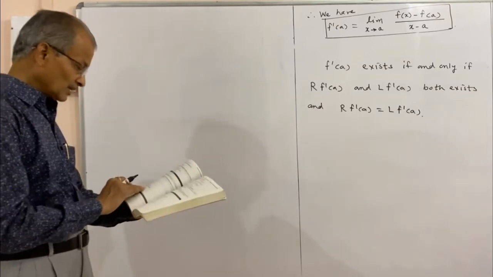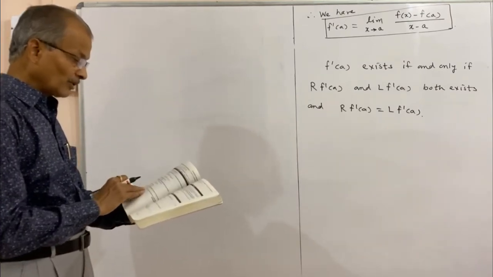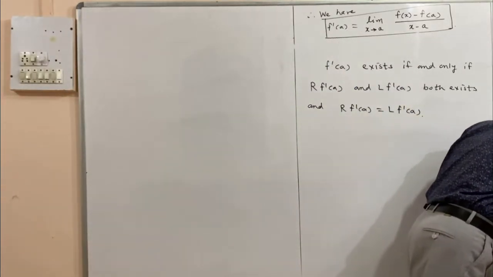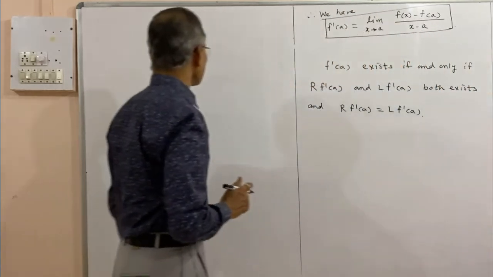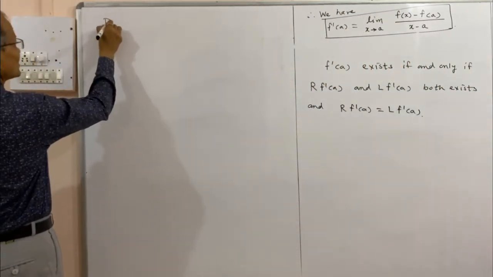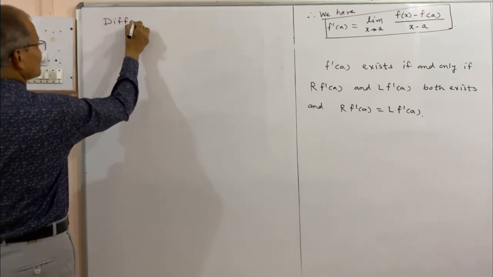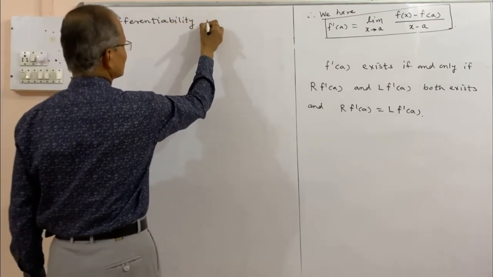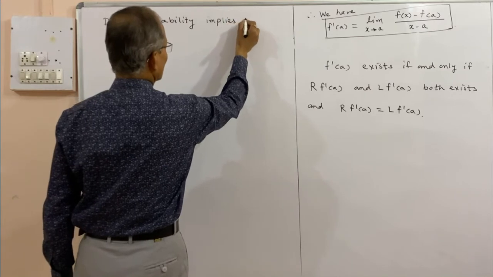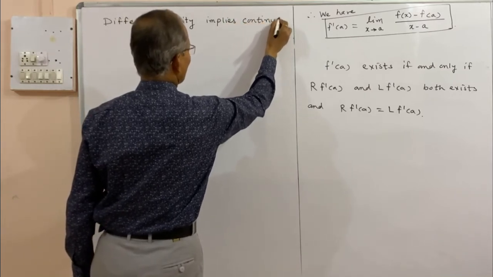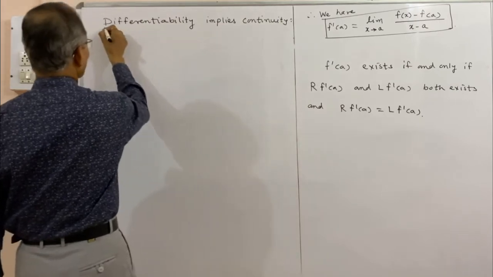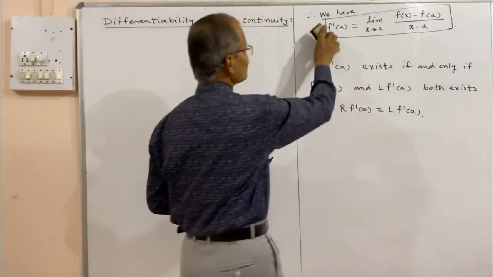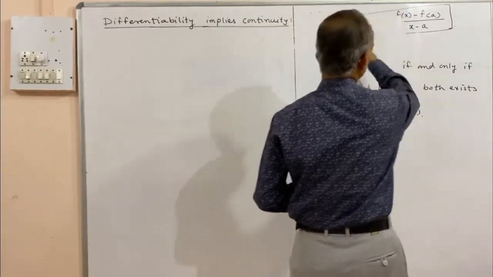Now we will consider this example, or before that we will have a result, or a theorem, and that is: differentiability implies continuity. These are the properties of function, continuous function. When a function is said to be continuous, we studied it last year.